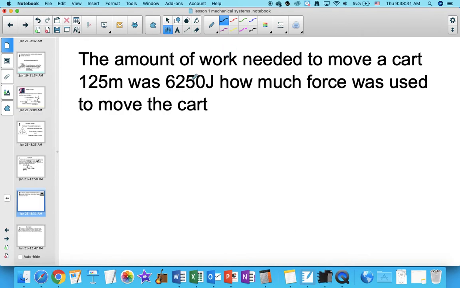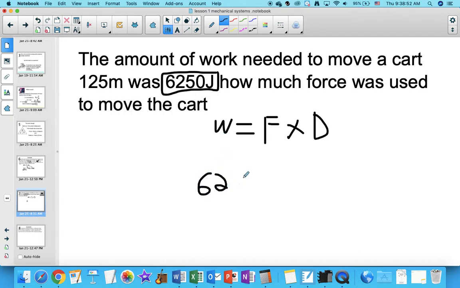All right, so again, we write work equals force times distance. Okay, well, I know what my work is. 6,250 because this is the J. So that's my work. Okay, so I replace the W with 6,250 equals, well, it's asking for the force. It doesn't give me the force, so I keep the F. Times, well, what's my D? Well, I found my D right here. That's my distance, 125.